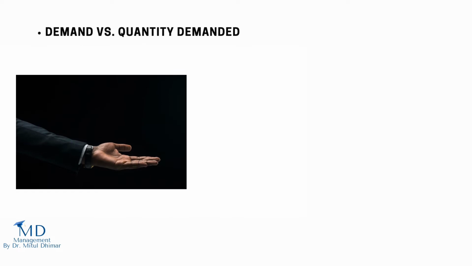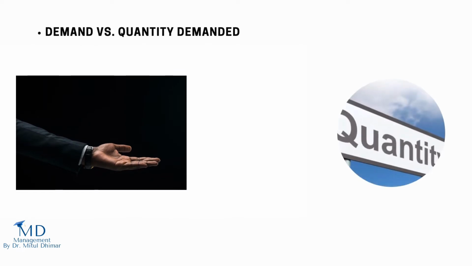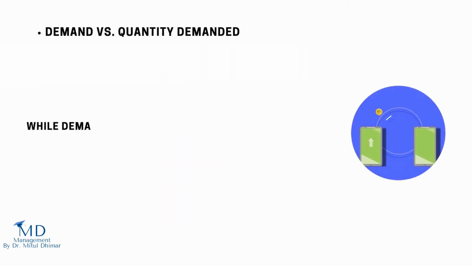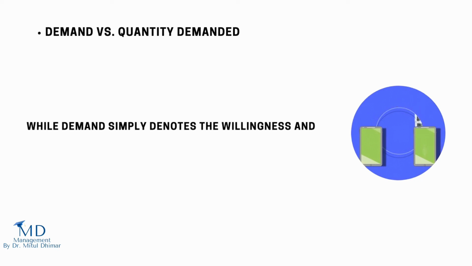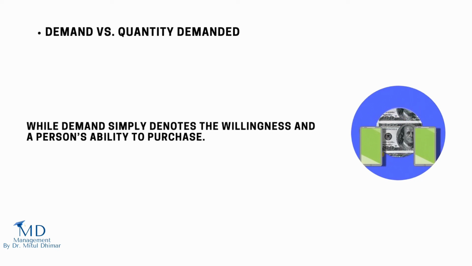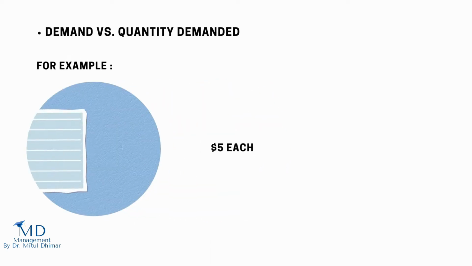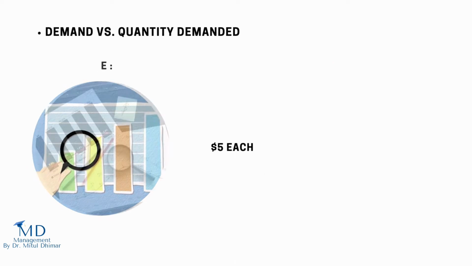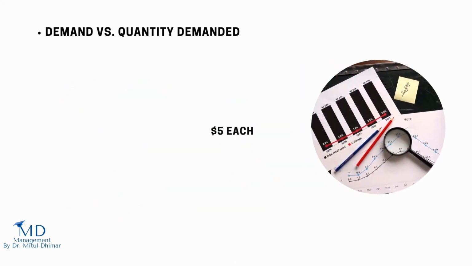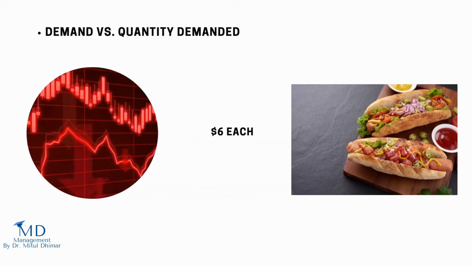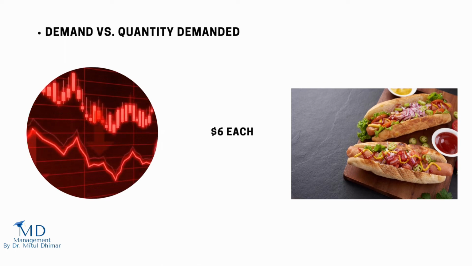Demand versus quantity demanded. The fundamental difference between demand and quantity demanded is that demand simply denotes the willingness and a person's ability to purchase. For example, if hot dog prices declined to $5 each, then demand for hot dogs would likely rise. And if the hot dog price increases to $6, then demand for hot dogs will decline.